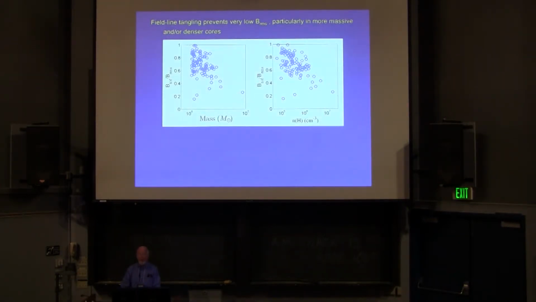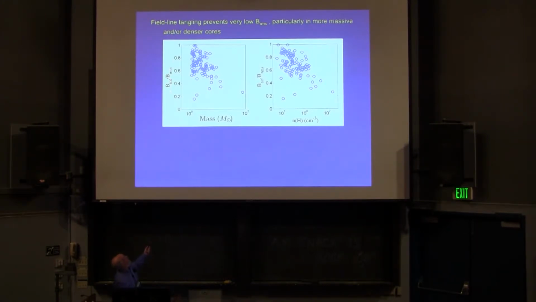The field line tangling prevents very small values of the RMS field, particularly in the more massive and/or denser cores. So here we've correlated the ratio of the total field to the RMS field. Remember, the total field depends upon the sign. So if I have part of the field going this way and part going that way, that cancels out to 0. Whereas the RMS field, of course, you do the root mean square, so it doesn't cancel.